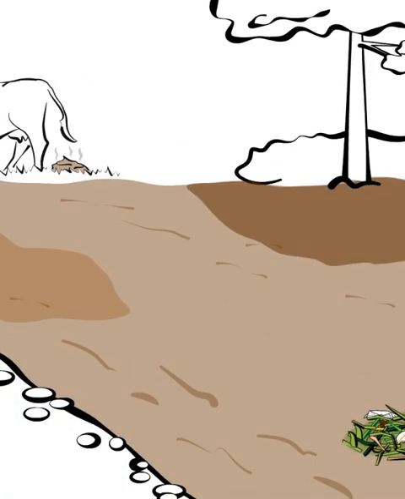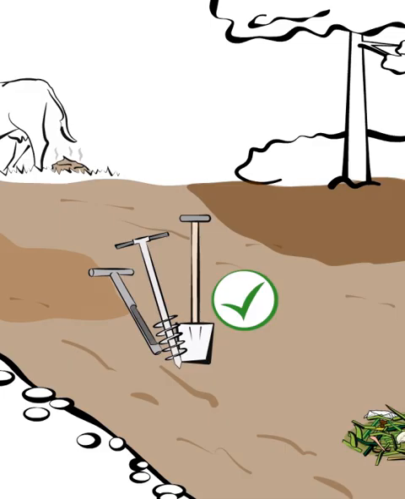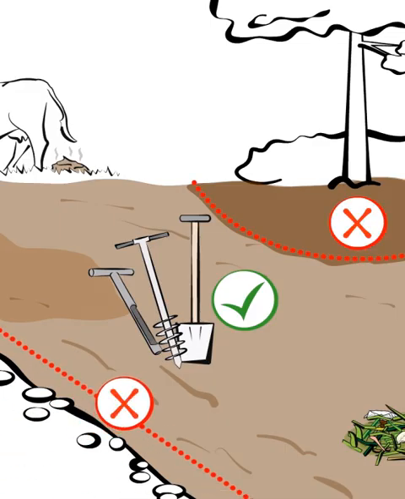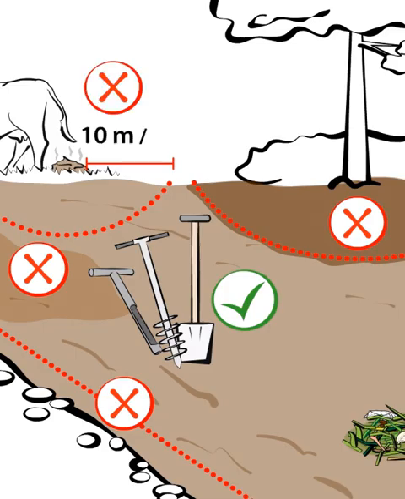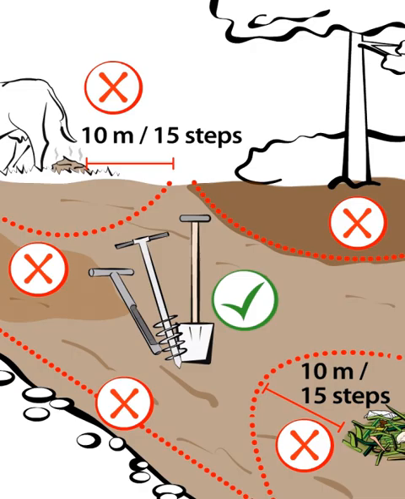Areas with clear differences should be sampled separately, as each block will produce its own sample. Take soil samples from spots that are representative of the plot. Don't take samples near shade trees, the borders of the field, or from spots with a very different soil composition than the rest of the field. Keep a distance of at least 10 meters or 15 steps from areas with animal manure and household waste disposal sites.